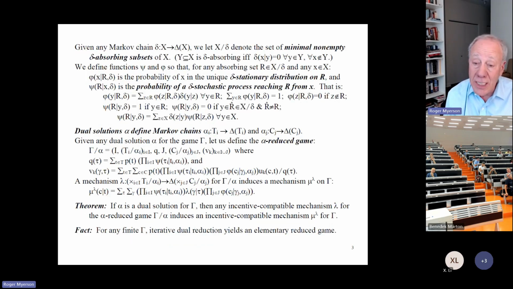And our theorem says in each of those iterative dual reductions, the incentive compatible mechanisms you're inducing become incentive compatible mechanisms for the previous one. And you can iteratively apply that back to the original. So iterative dual reduction can reduce any game to an elementary reduced game. That is the big theorem. This was proven in 1997 for general strategic form games, and now we've learned how to do it for sender-receiver games where we have informational incentive constraints as well as the strategic incentive constraints.